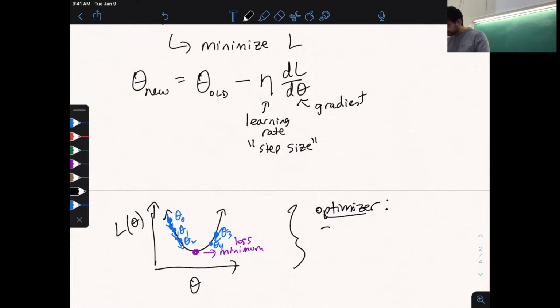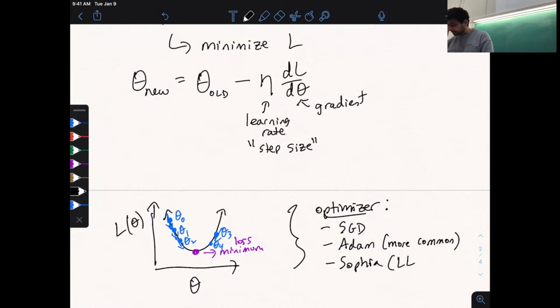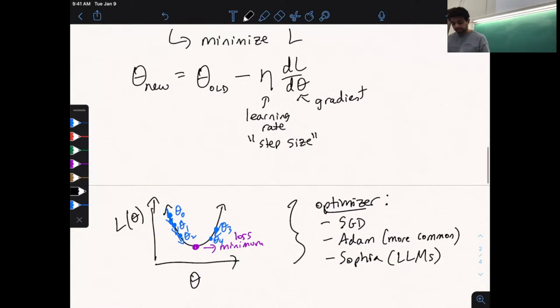So what I've just described is called stochastic gradient descent, or SGD. A much more common optimizer is called Adam. We're not going to get into how it works, but it generally outperforms the normal stochastic gradient descent. And there's a huge number of other optimizers. There's even a recent one called Sophia, which is specifically designed for LLM training. But in general, for most of your purposes, you can just use the Adam optimizer in PyTorch and expect to get generally good results.